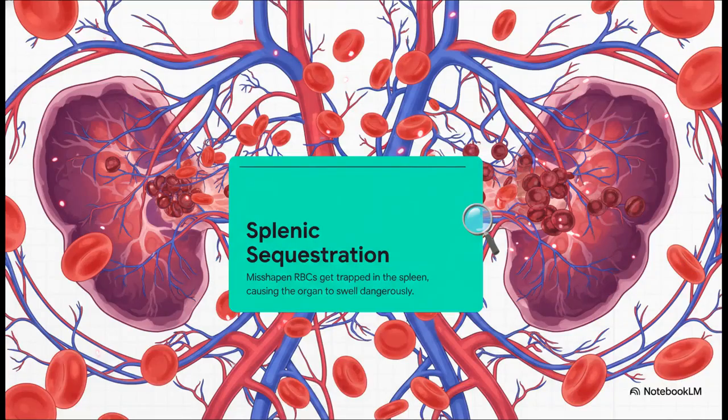Next, we have something called a splenic sequestration crisis. So your spleen's job is to filter your blood. But for these sticky, misshapen cells, it becomes less of a filter and more of a trap. The cells get caught, they can't get out, and they cause a massive traffic jam of blood that makes the spleen swell up to a really dangerous size.